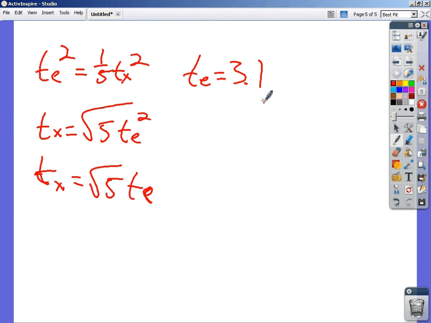Yeah. Square root is over everything, right? In this one, yes. In this one, no, because I reduced TE squared. The square root of TE squared is just TE. That was number 3, right? That was number 3.